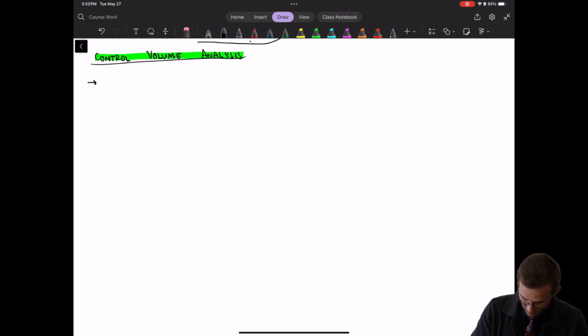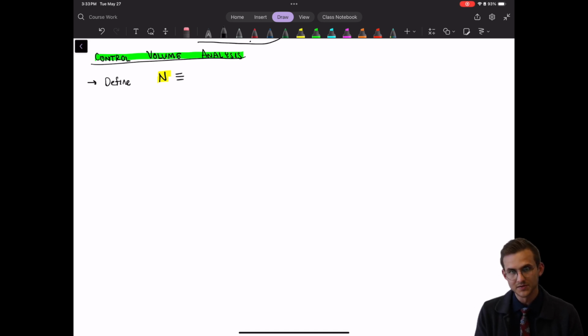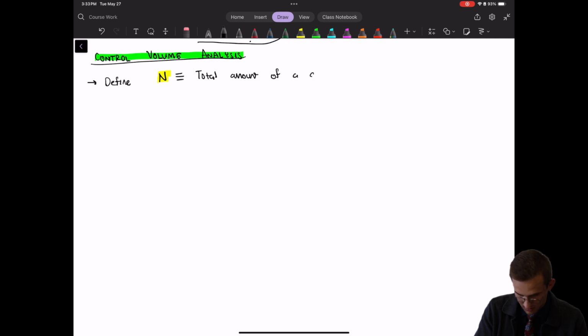So we're going to define N, okay? Just for the purpose of this class. It's going to be a little overloaded because N can also mean total number of particles, but I don't think that we'll be using that very often. N will be defined as the total amount of a given extensive property. Think of something like mass or energy or momentum, for example.